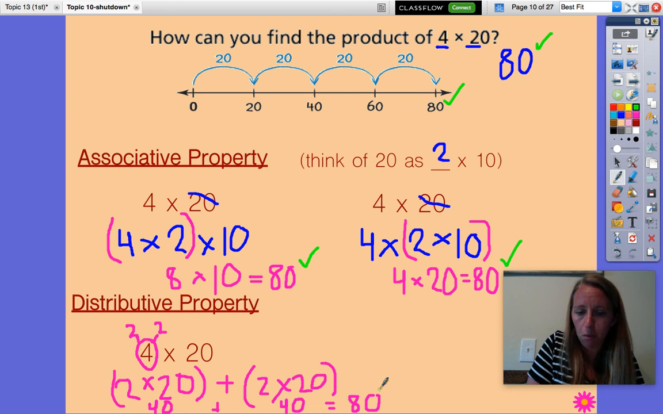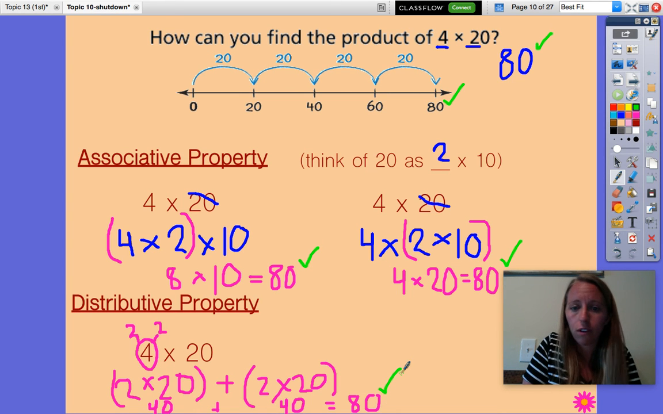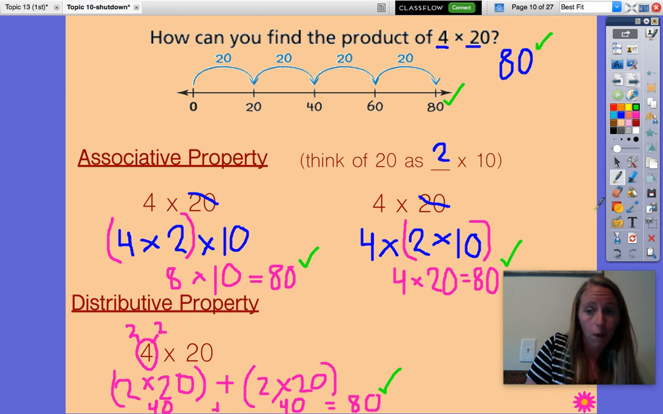And now the distributive property, we got an 80. We know our work is correct. We did it 1, 2, 3, 4, 5 different ways, and we got the same answer. All strategies work. All properties work. Okay, let's try it again.